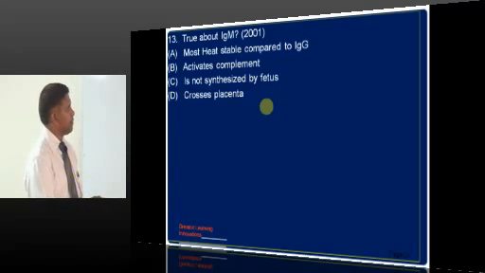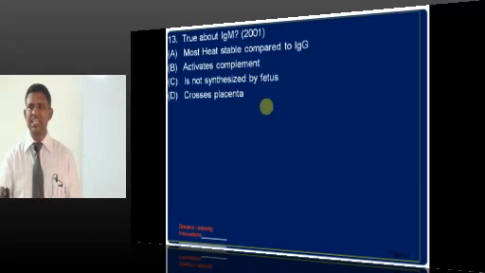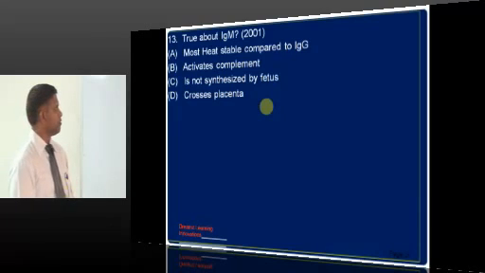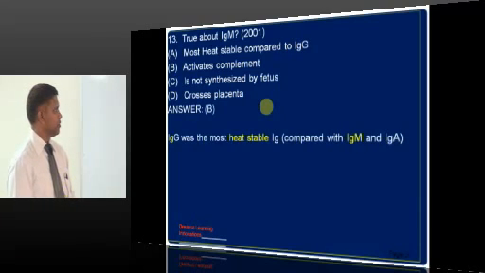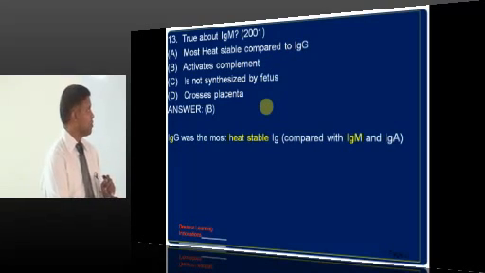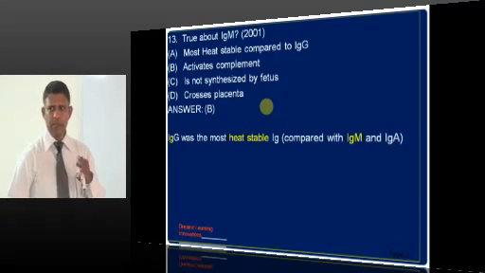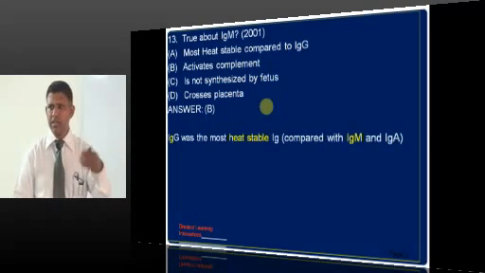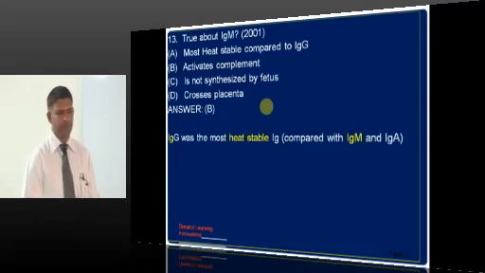Most heat stable compared to IgG? No. The most heat stable immunoglobulin is IgG. IgG is most heat stable compared with IgM. The more appropriate, yes, this can also be the answer. You can defend, fight with me, but the most appropriate answer is A, most heat stable, because IgM can also do it, IgG can also do it, but nothing like that. Then there's an exception, a rule taken out, then the answer would be IgG, because IgM is not heat stable compared to IgG.